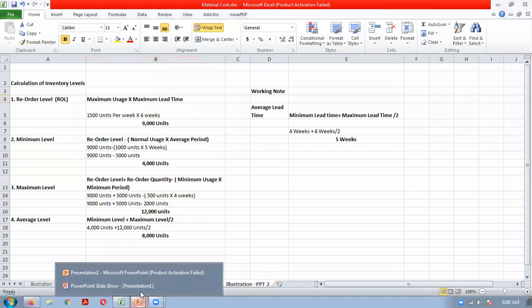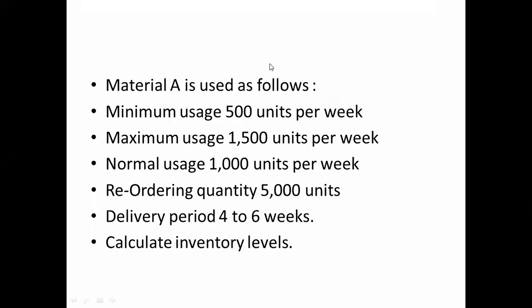Today we will stop at this illustration. In the next class, we will continue with further discussion on the topic.